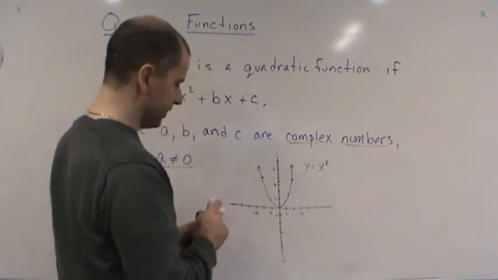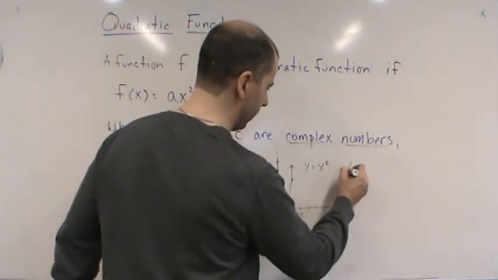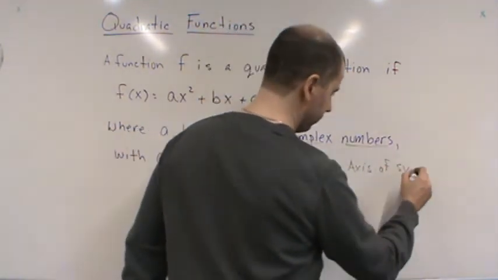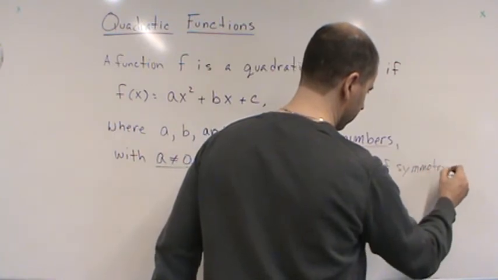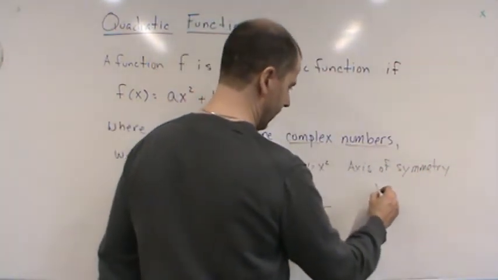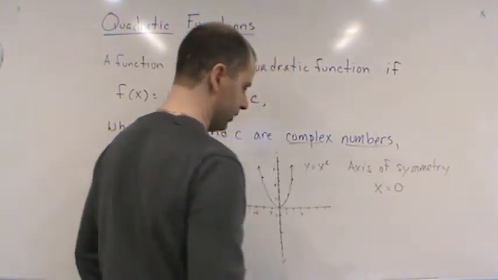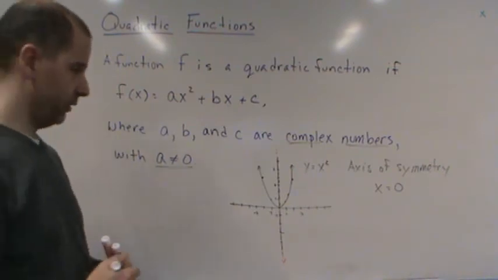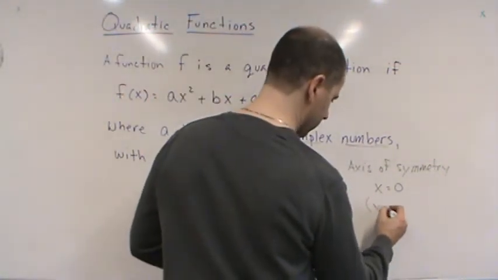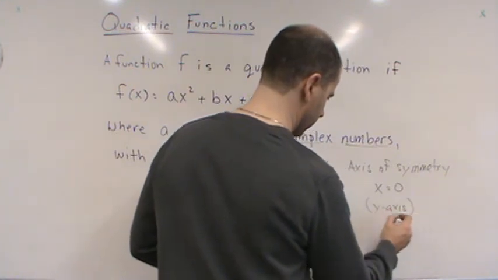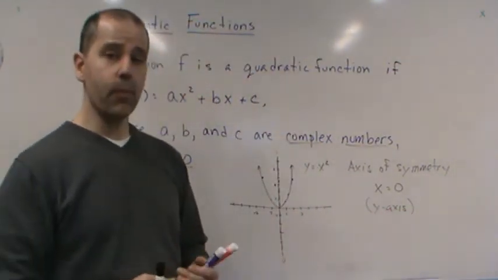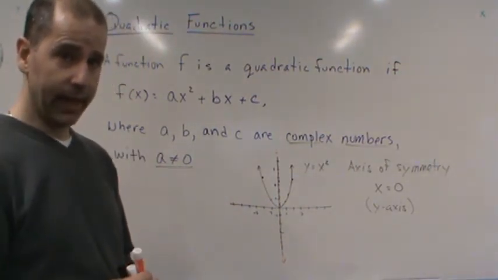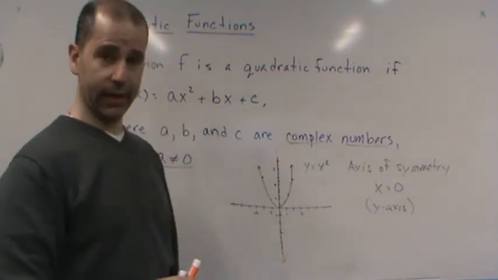Okay? So the axis of symmetry in this case is x equal to 0. It's the vertical line at x equals 0, or in other words, the y-axis. Again, any parabola will have an axis of symmetry, and it's the line that will cut it in half.